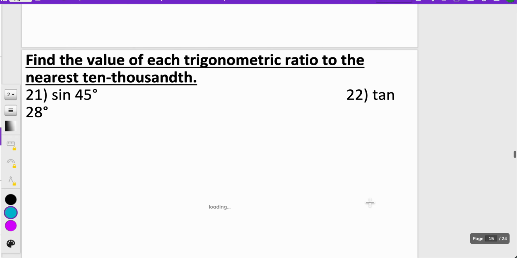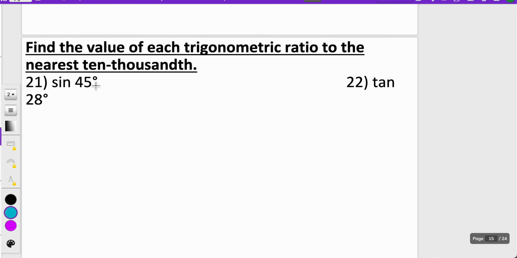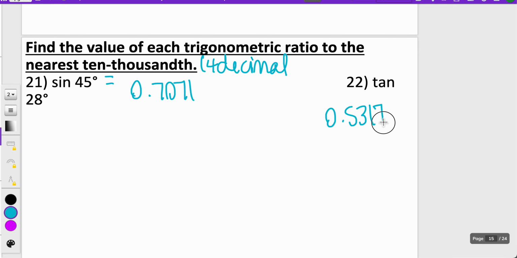Okay? Typing these into your calculator, for number 21, the sine of 45 degrees is 0.7071, rounded to the nearest 10,000. That's 4 decimal places. And then the tangent of 28, I'm getting 0.5317, rounded.